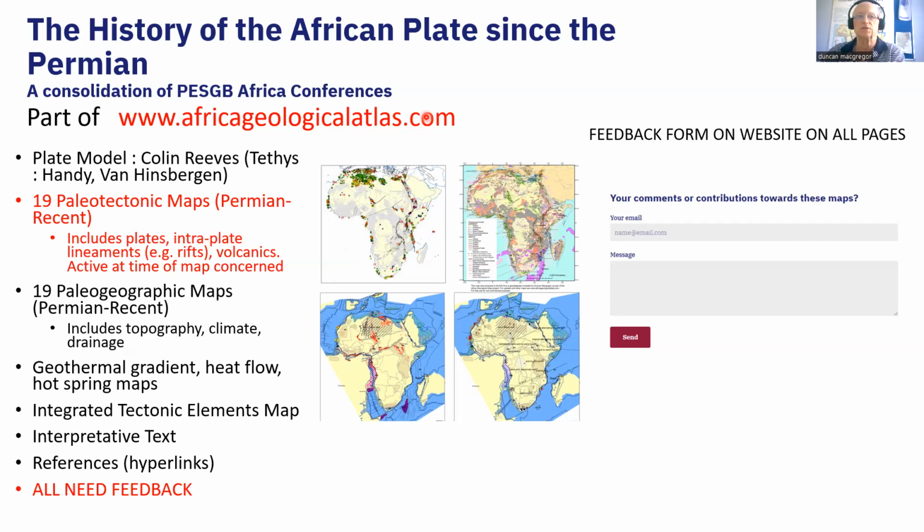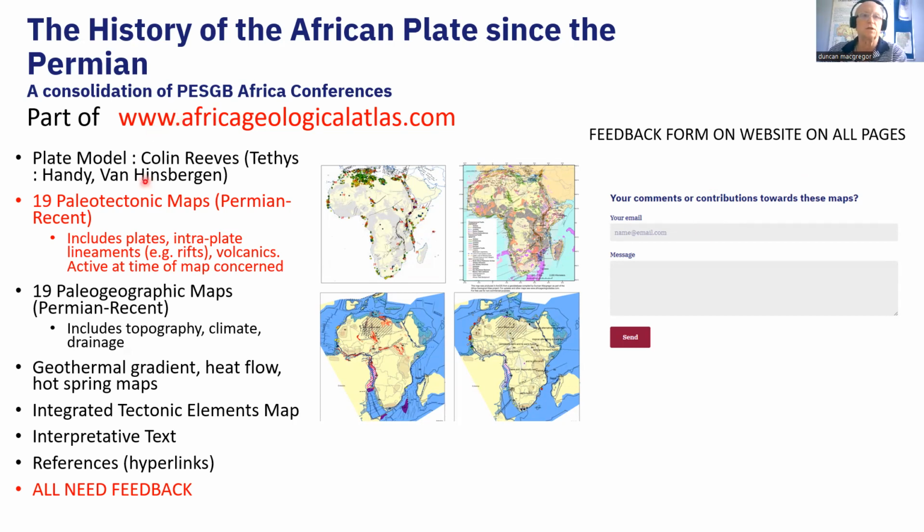In this presentation, I shall be talking only about the paleotectonic maps. As you can see, there are several others: paleogeographic, geothermal gradients and heat flow maps, and integrated tectonic element maps. Some of these I'm still working on. In fact, all of them I'm still working on. But I've reached the state of maturity on the tectonic maps that I can really give this presentation. I really want feedback. So you'll see on the website, you can do this or email me, of course, but you can actually put feedback. I want to know what I'm doing wrong.